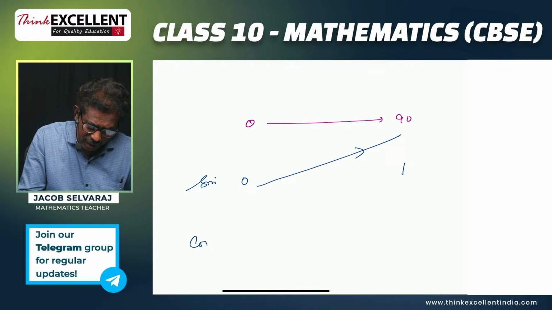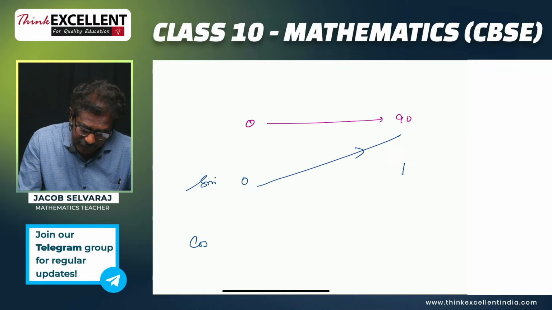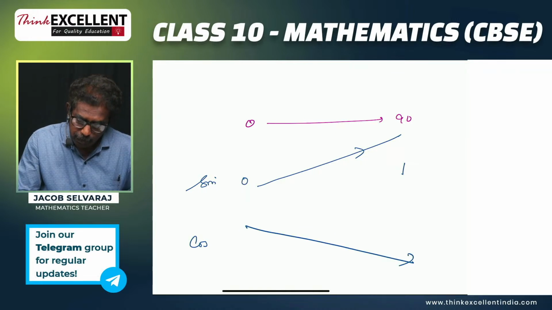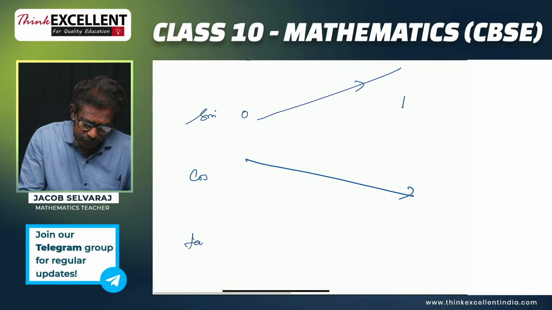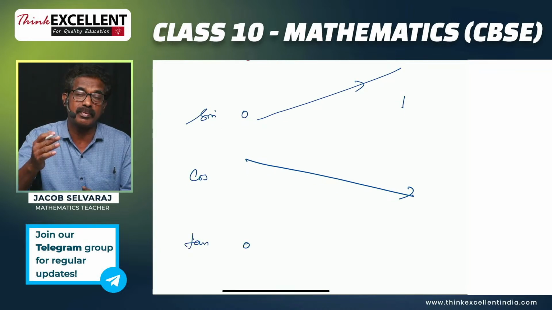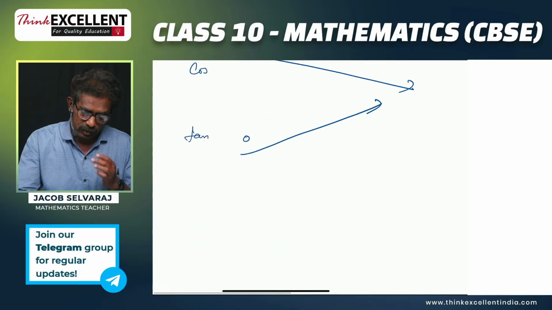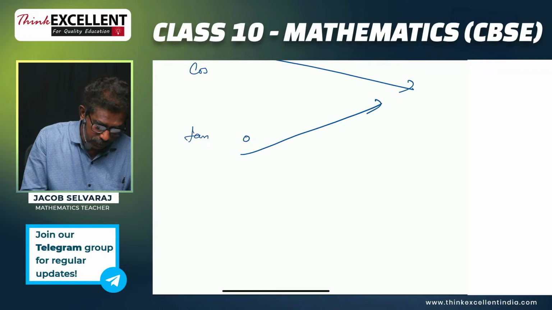But if I take cos 0 is 1, but cos 90 is 0. So 1 to 0, it is going down, right? Values are in the descending order, decreasing. But if I take tan 0 is 0, but tan 90 is what? Infinity, not defined. It's a very big number. So tan is again increasing, right? So using that only we have to do the next question.